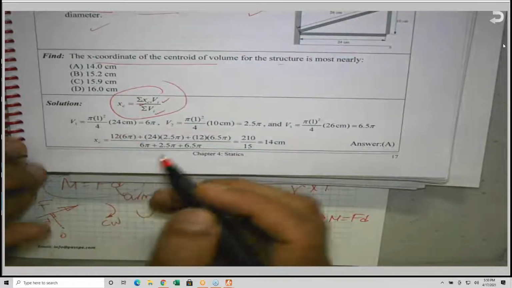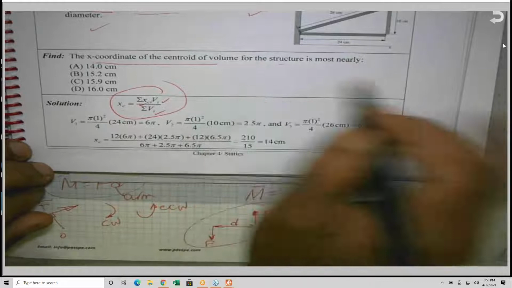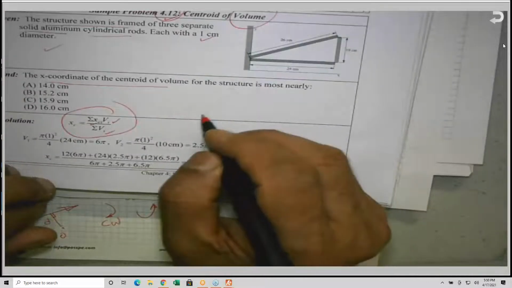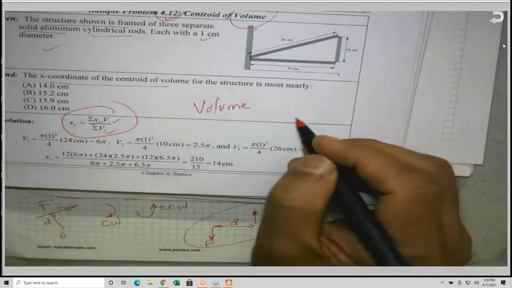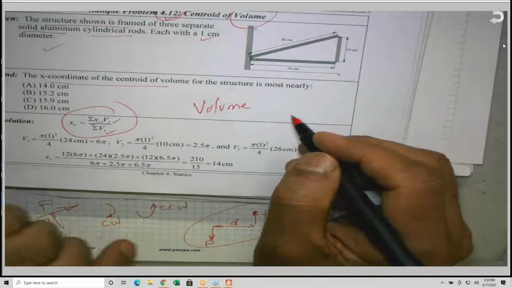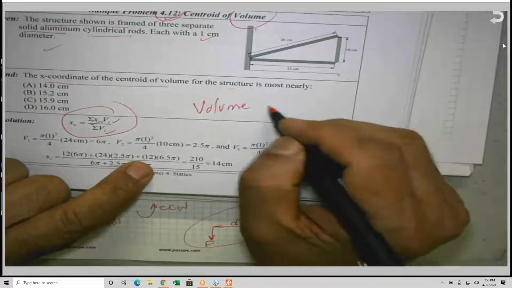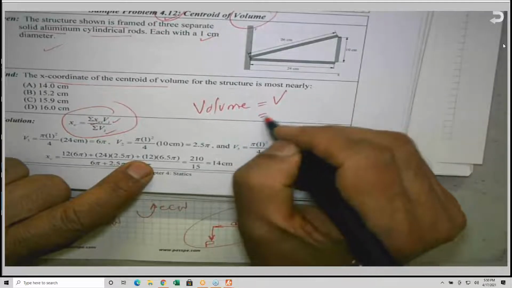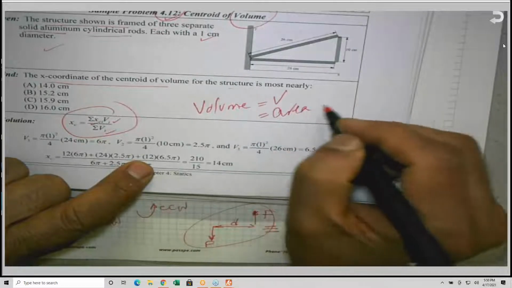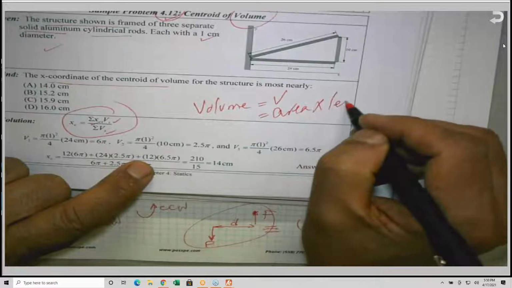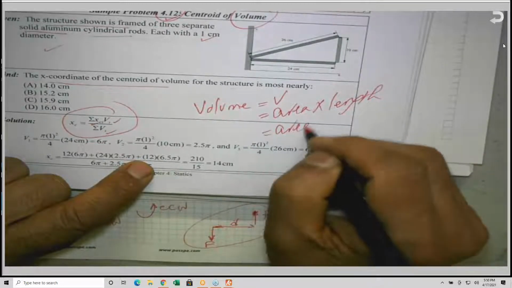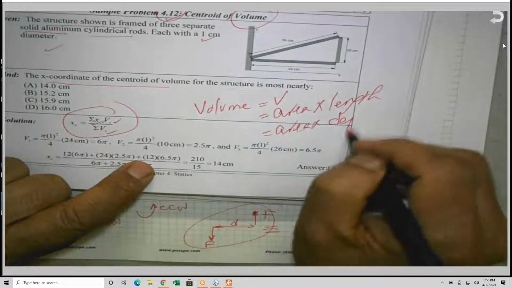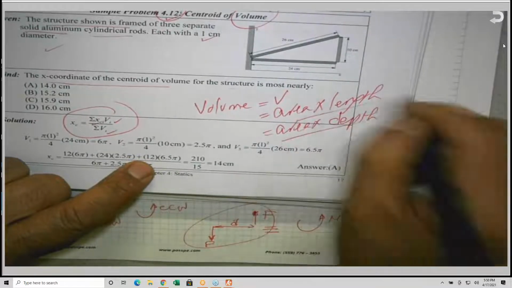So what is the volume? And we're going to see this, by the way, when we talk about earthwork. Okay, volume, we're going to see this in surveying, and we're going to see this in transportation. Volume is equal to the cross-sectional area times length, or times depth. Okay, area times depth.